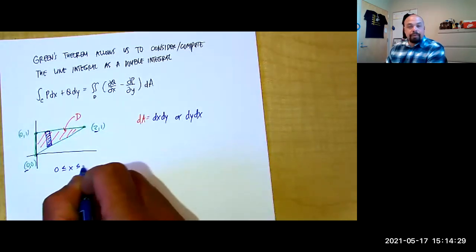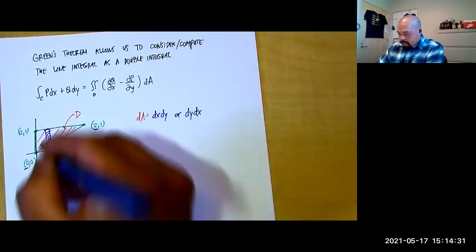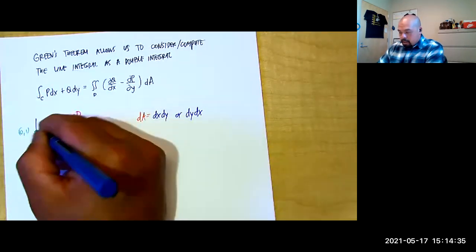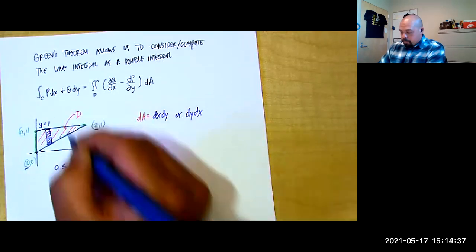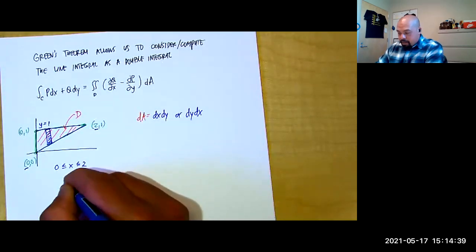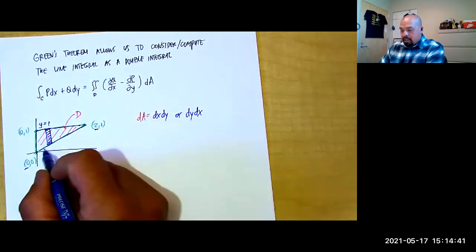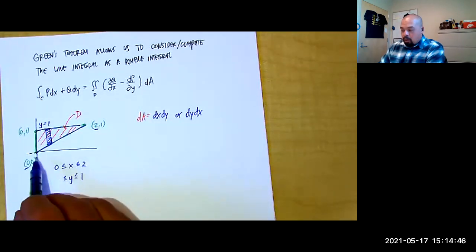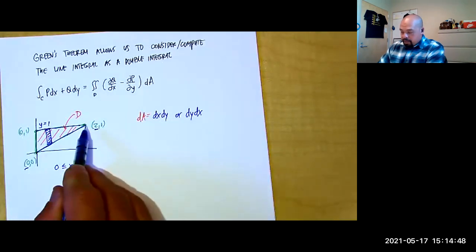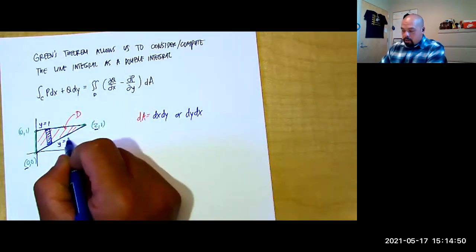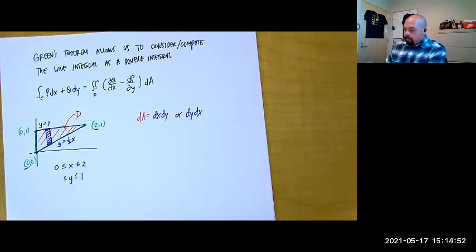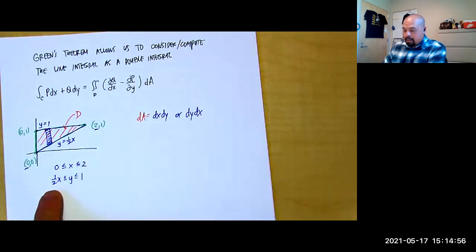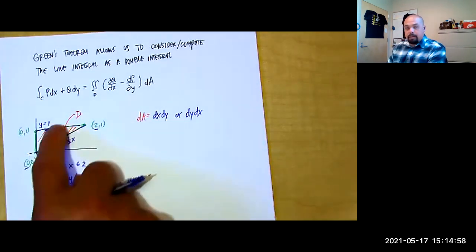X goes between 0 and 2. Y, this is y equals 1 up here. That's the height of it. Down below, this line passes through the origin. Its slope, it goes up 1 over 2. Sounds like y equals 1/2 x. So it goes from that line, 1/2 x, up to 1.